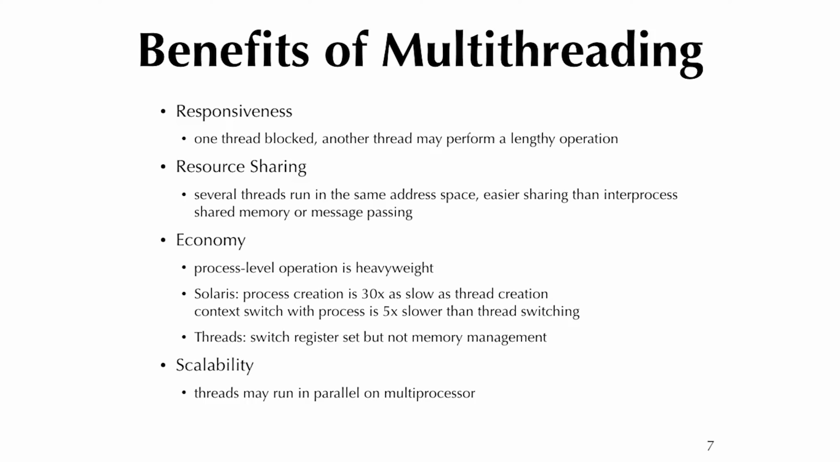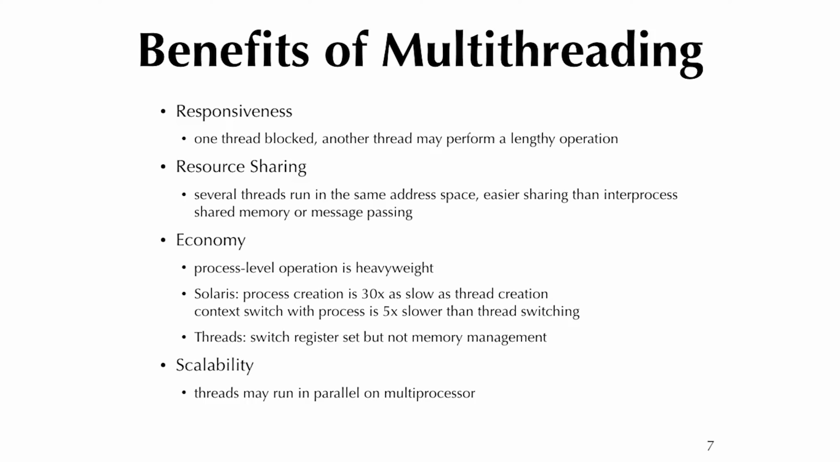In fact, there's a 30 times performance difference. Process creation on Solaris is 30 times as slow as thread creation. Which one would you rather do, right? You can have 30 threads for the same cost as running one process. Which one would you rather do, right?